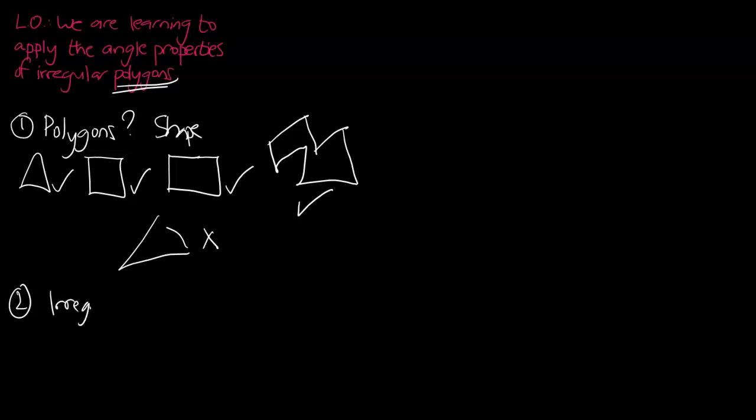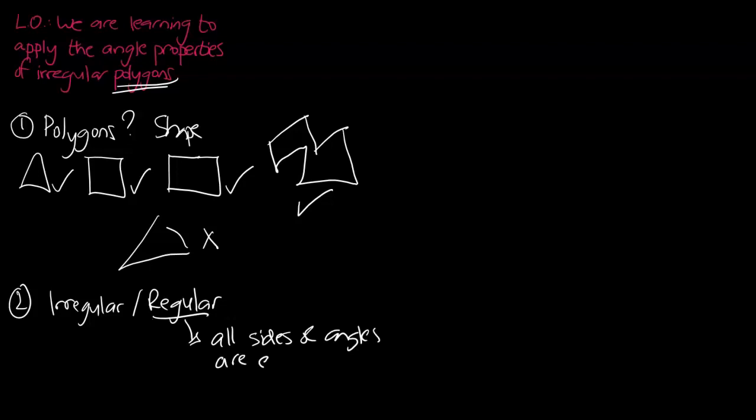To understand what an irregular polygon is, we also need to know what a regular polygon is. So a regular polygon is when all sides and angles are equal. So if you think of a square, all the sides are equal, all the angles inside are right angles. So they're all equal. That there would be a regular polygon.